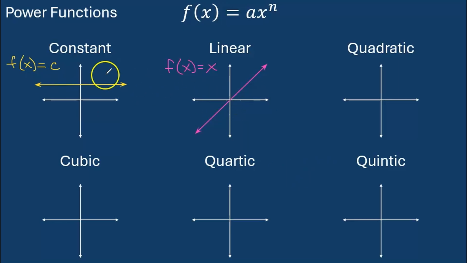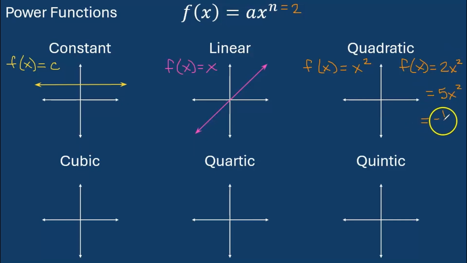Now, these 2 functions are straight lines. After that, we start to get into curves. A quadratic function is a function that's in the form of f of x equals x squared. This is when n equals 2. That's a quadratic function. An example of this might be f of x equals 2x squared or 5x squared or even negative 1/3 x squared. But the point is n equals 2.